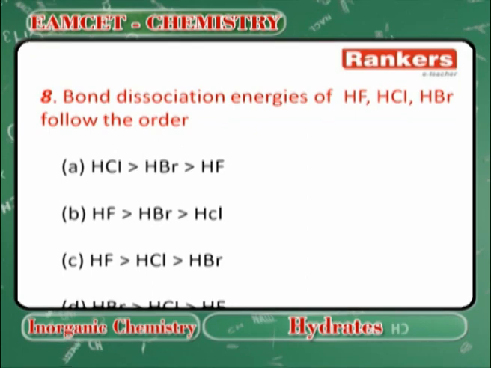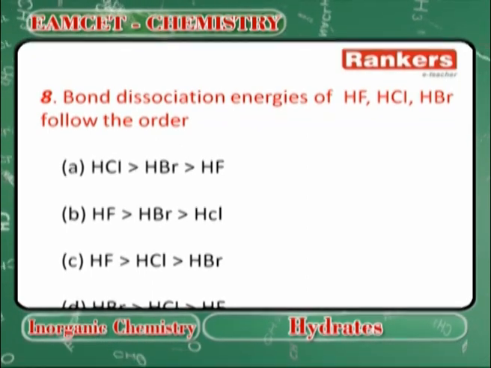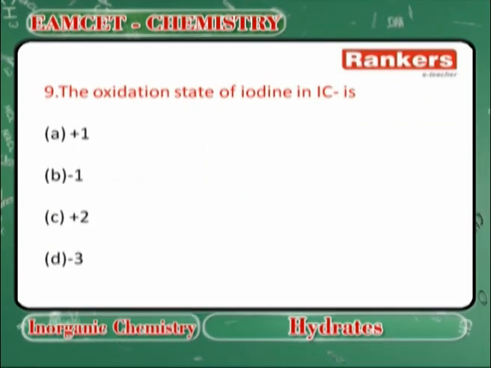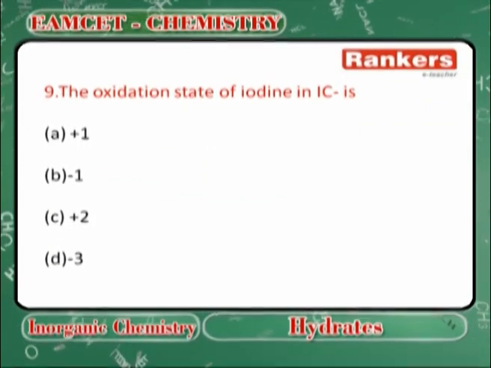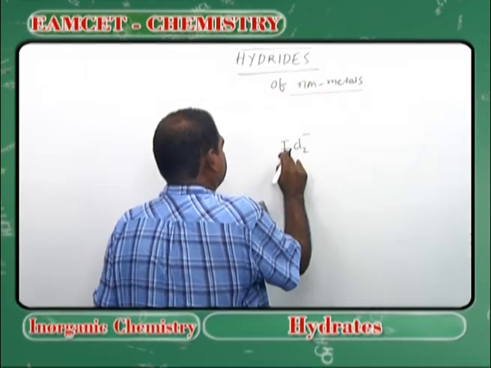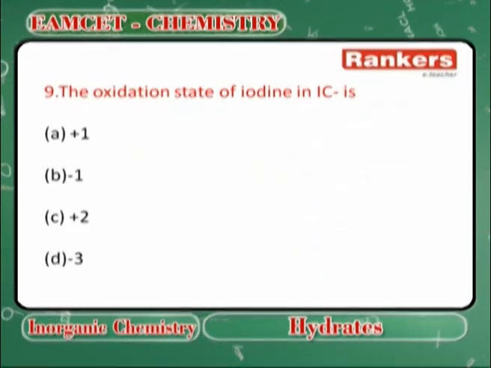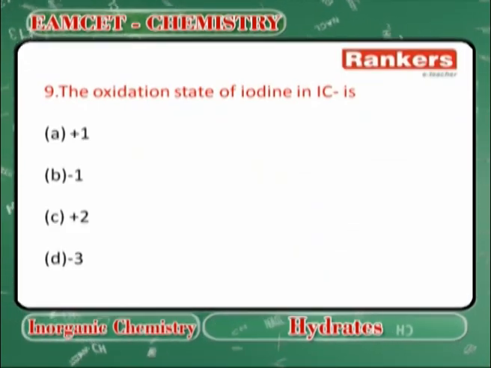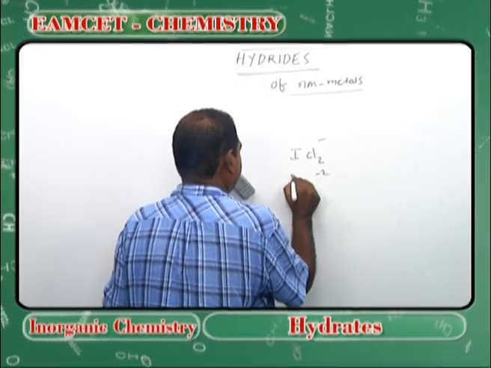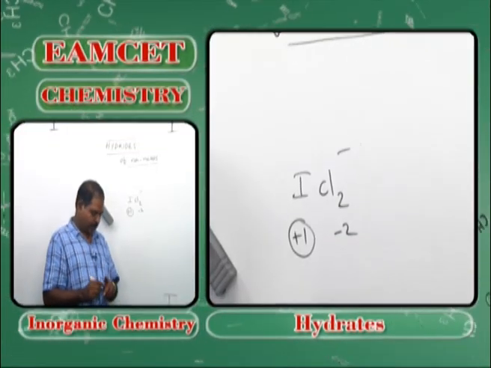Bond dissociation energies of HF, HCl, HBr are the same thing. Small atoms form stronger bonds. Next question. The oxidation state of iodine in, that is not IC, there is a printing mistake, that is ICl2 minus. ICl2 minus, you correct it in your notebook perhaps. So, you have 2 chlorines, minus 2, iodine is plus 1. The oxidation state of iodine is plus 1 in that molecule. Next question, please.